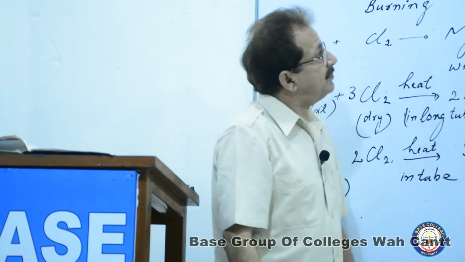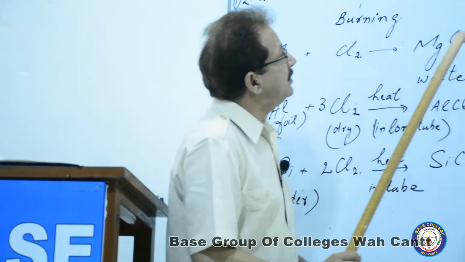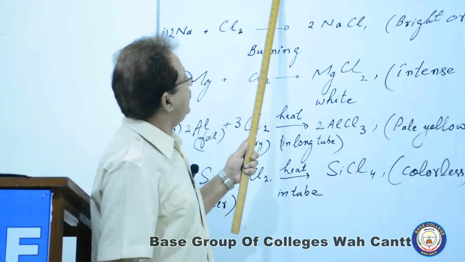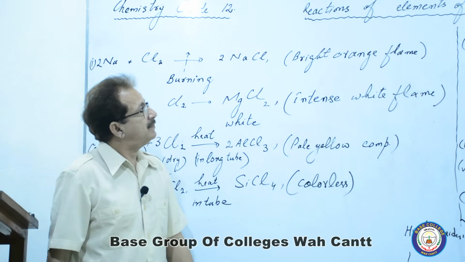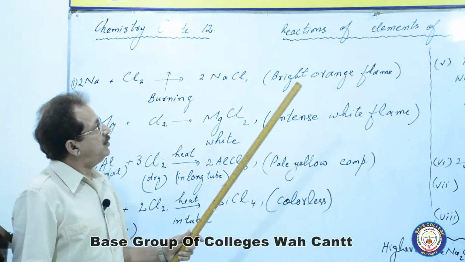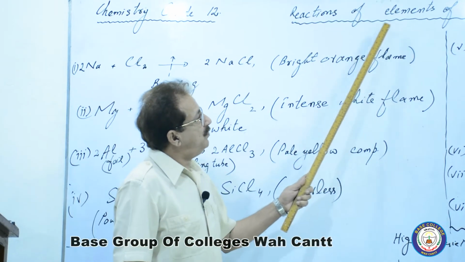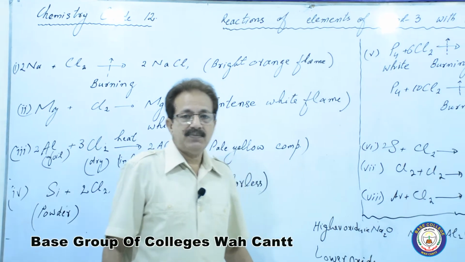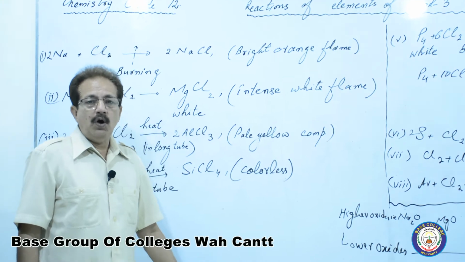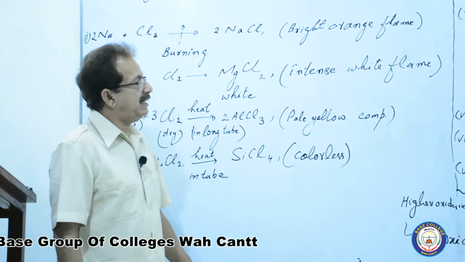Students, Chemistry grade 12 chapter 13, that is the first one of your book. Today the topic is reactions of elements of period 3 with chlorine. Chlorine or chlorine, it is up to you.